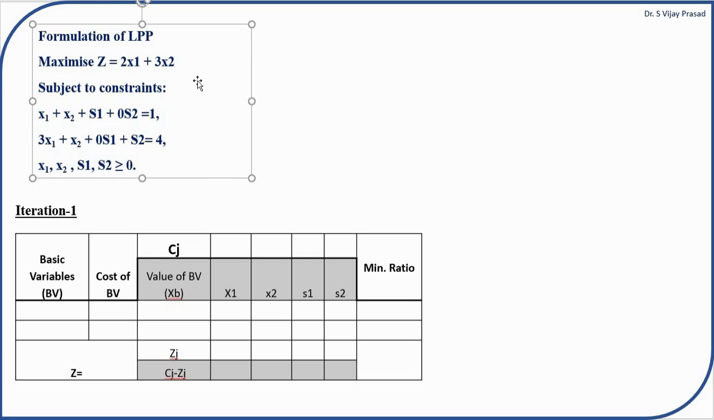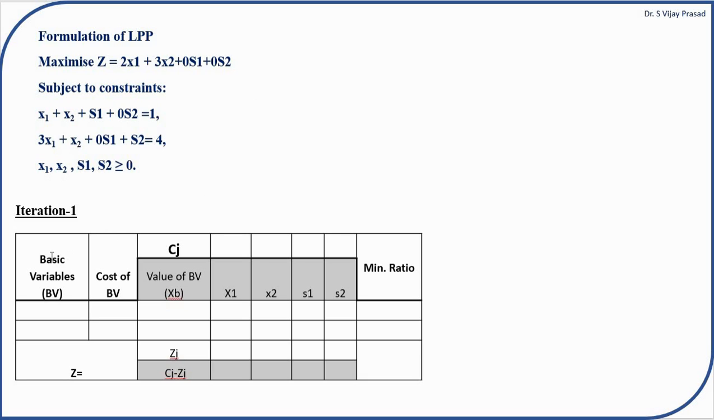Now this is the formulation of LPP. I copied and pasted it one more time here, plus 0 S1 and plus 0 S2. This is the formulation of LPP. So after this, we need to construct a simplex table. This table is called the simplex table.